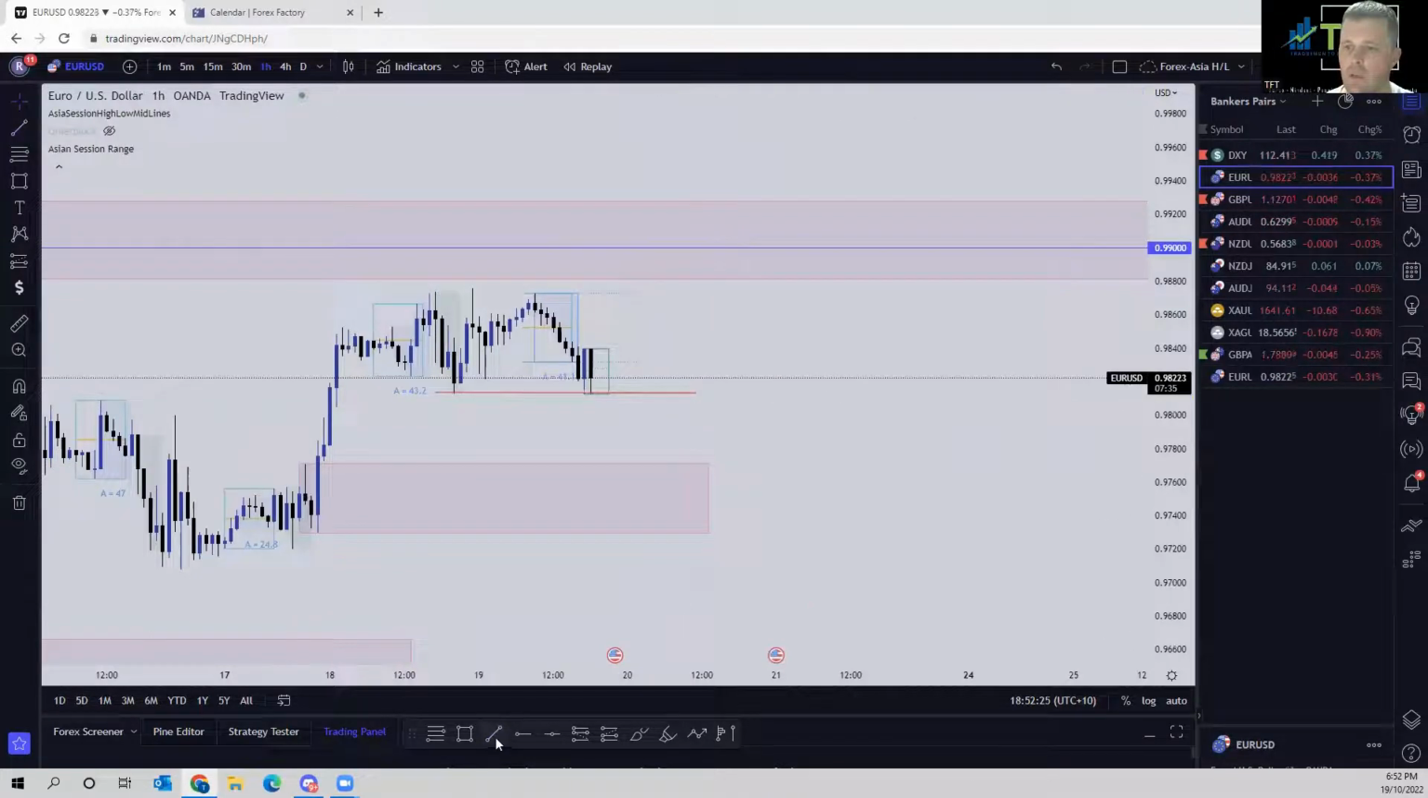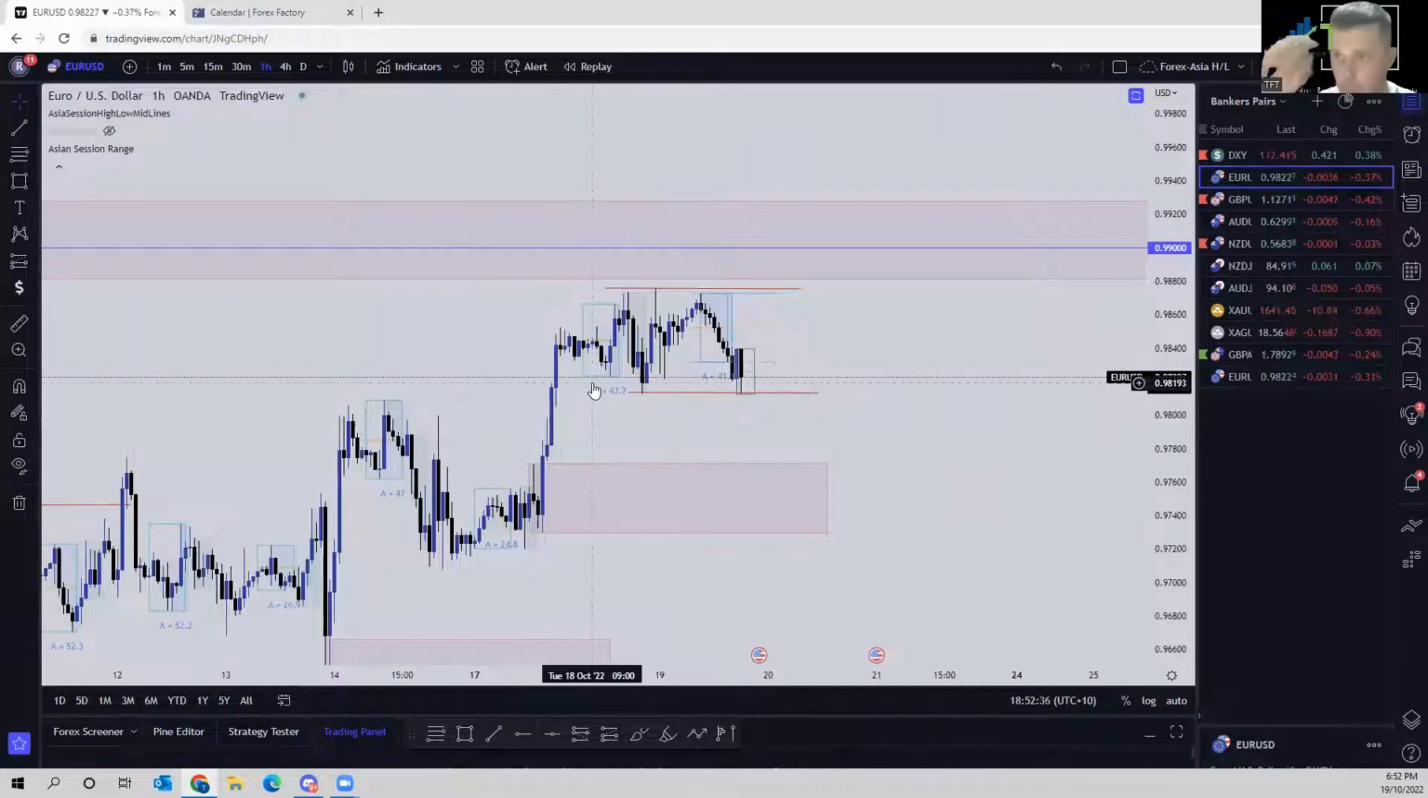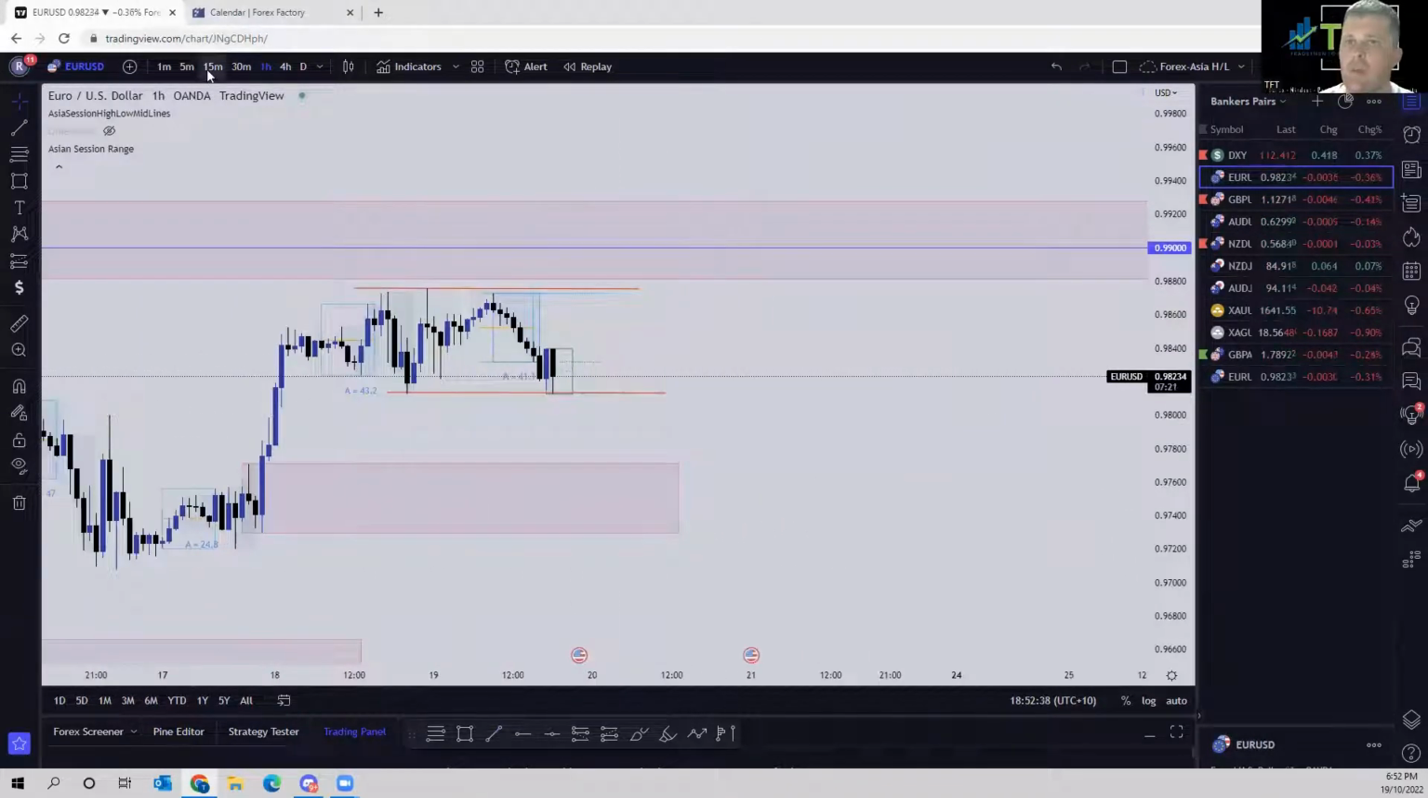We've got equal lows starting to form here. We do have some relatively equal highs coming through here as well. So what I would like to see at this point in time, coming down to the 15-minute.